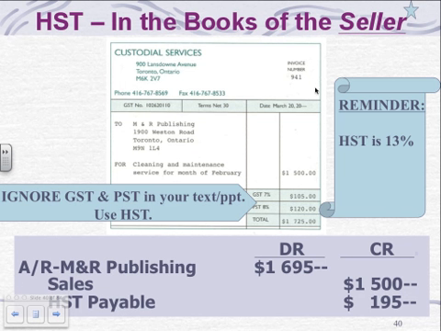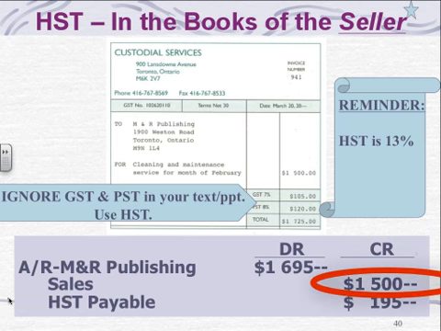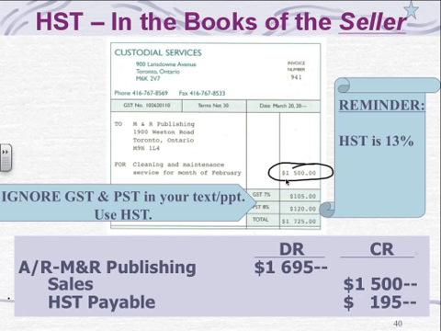So we have accounts receivable M&R Publishing of $1,695. Let's just ignore the dollar value right now. You provided them a sales of $1,500, and that's indicated there for cleaning and maintenance services. So on your calculator, you type in $1,500 and you multiply that by 0.13. When you do that, you're going to get a value of $195. That indicates your HST payable.